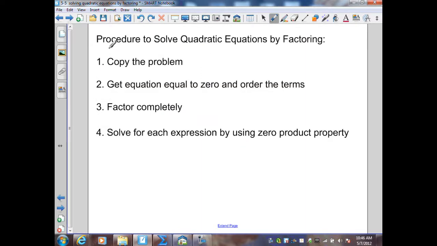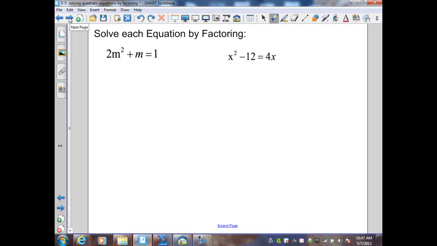So let's look at the procedure to solve quadratic equations by factoring. 1, we want to copy the problem. 2, we want to get the equation equal to 0 and order the terms. 3, factor completely. 4, solve for each expression by using the zero product property, which was on the previous slide. Let's take a look at an example.